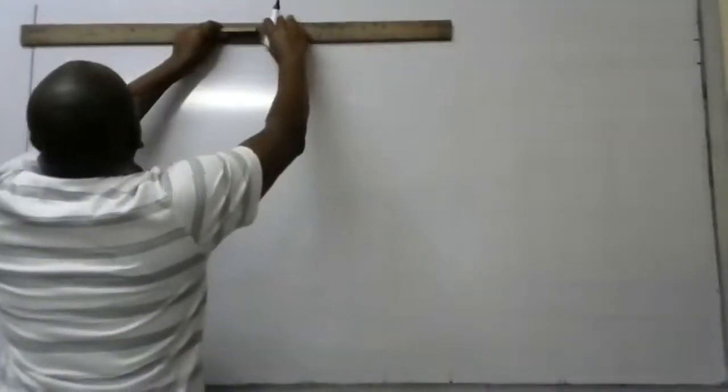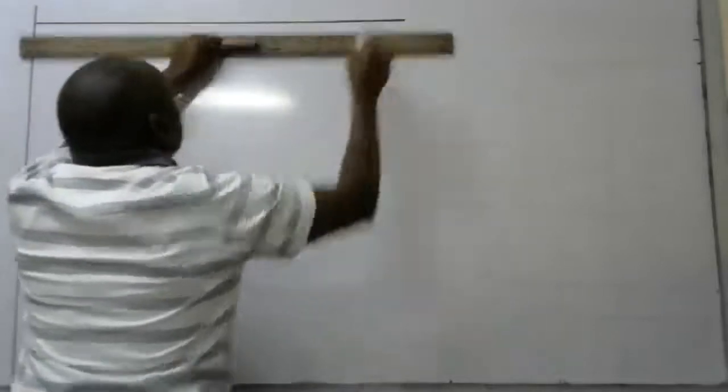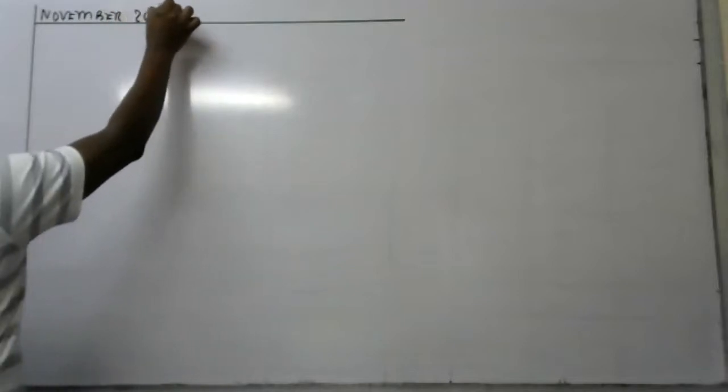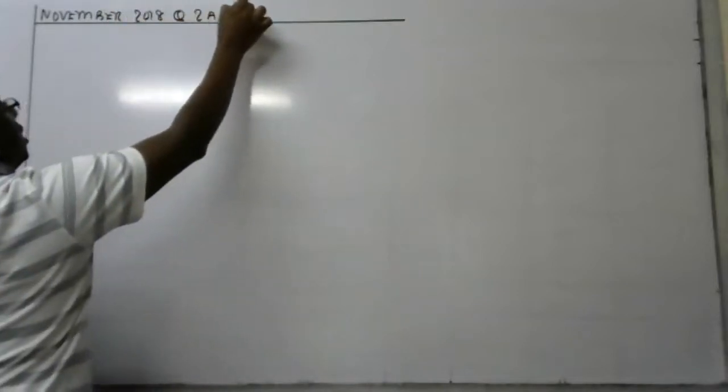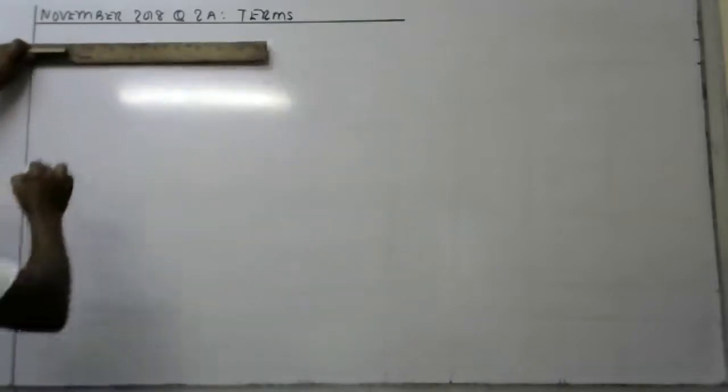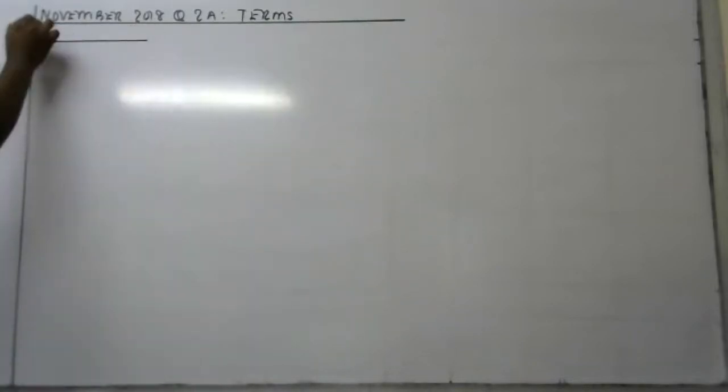So we proceed to the next question. The next question says, explain the following terms as used in management accounting. That is November 2018, question 2A. That question is what we call terms. And the first term that we are told to define is called cost audit.